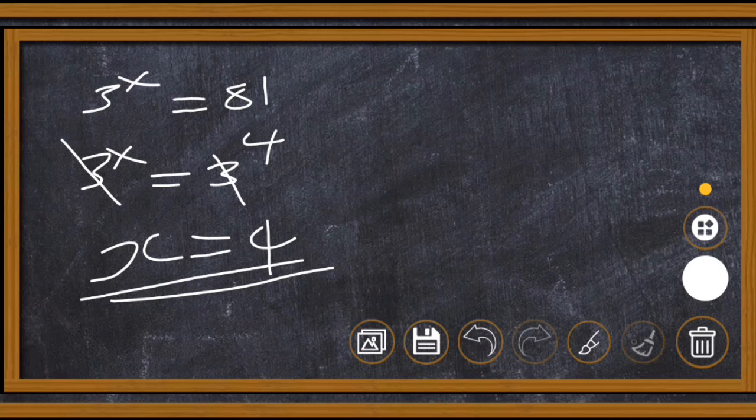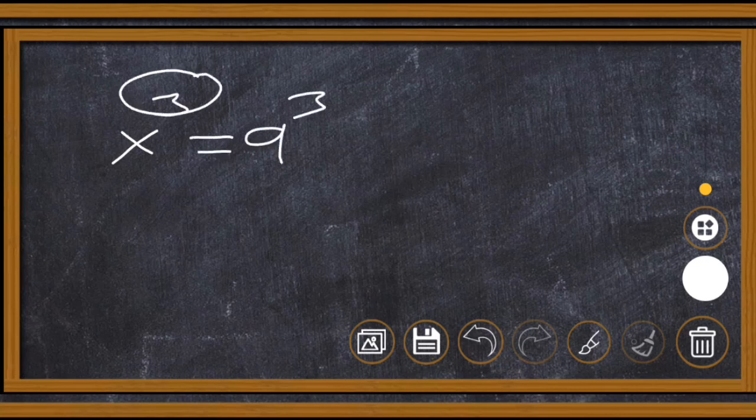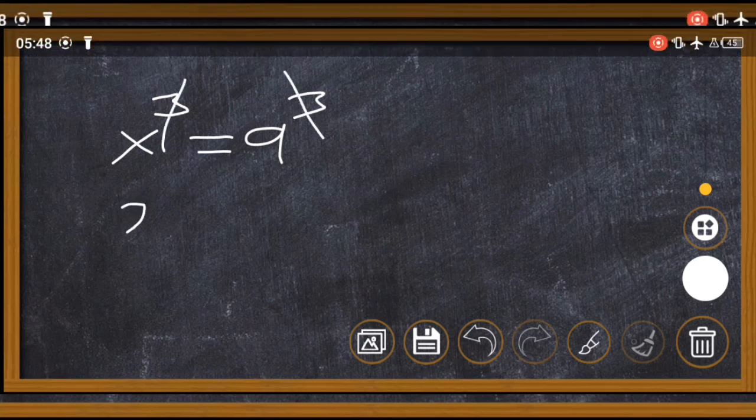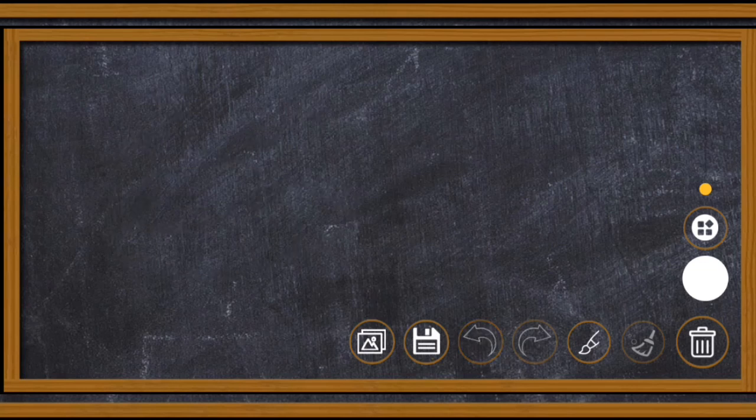So make sure that if you have the same bases here, you simply cancel them and then remain with the power. If we had the same powers, let's say we had x power 3, and then we have 9 power 3. If you have the same powers, you can as well cancel the powers and then just remain with the bases. So you simply cancel what is the same. That's how we solve these. So let's look at another example.